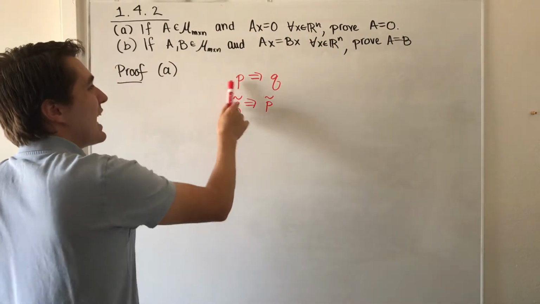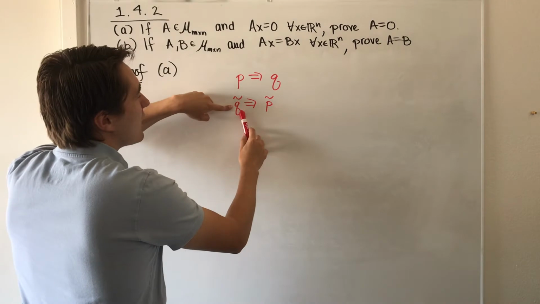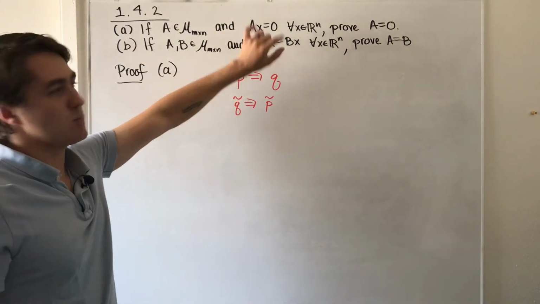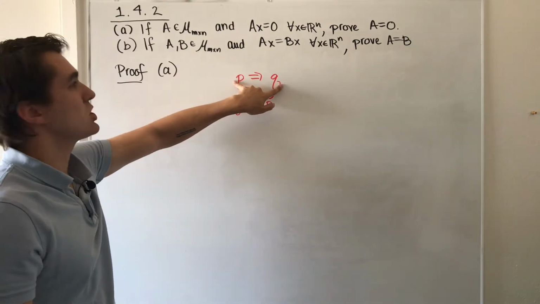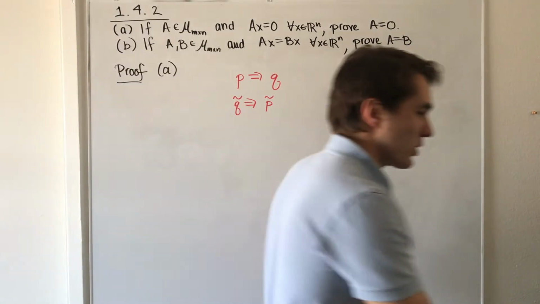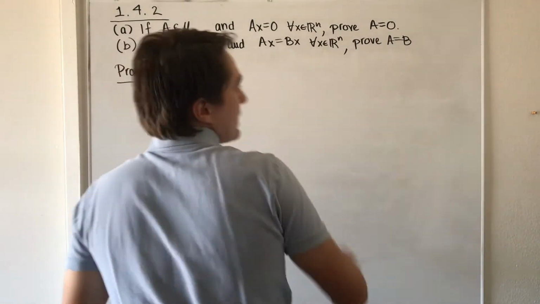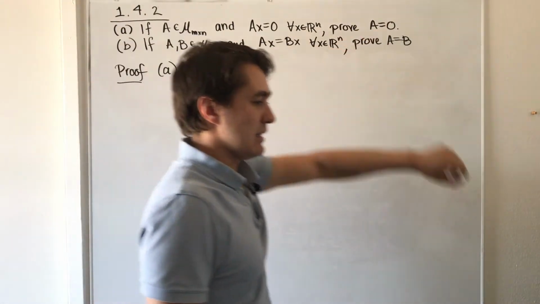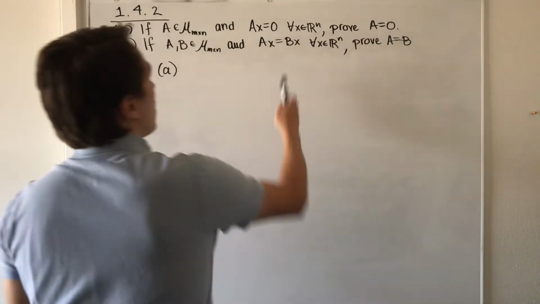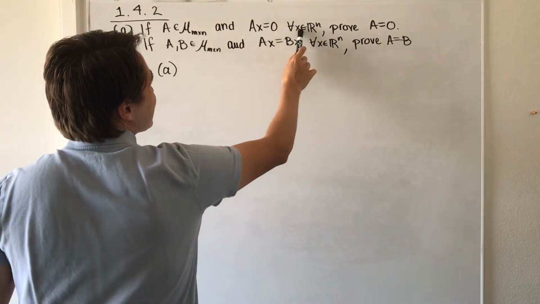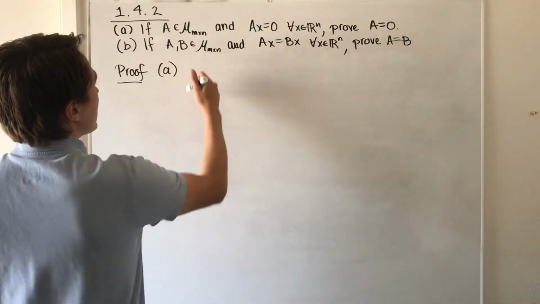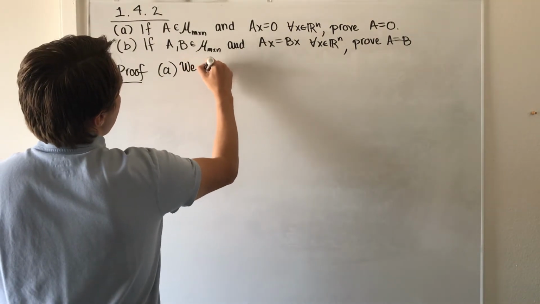This is sort of denial of the consequent. When you deny the consequent, you have to show that that implies the denial of the antecedent as well. If you can do that, then that's the same as showing P implies Q. Okay, so that's what we're going to do. So here, I'm going to be denying that A is equal to 0. And I'm going to show then that I can get some x so that A times x is not 0.